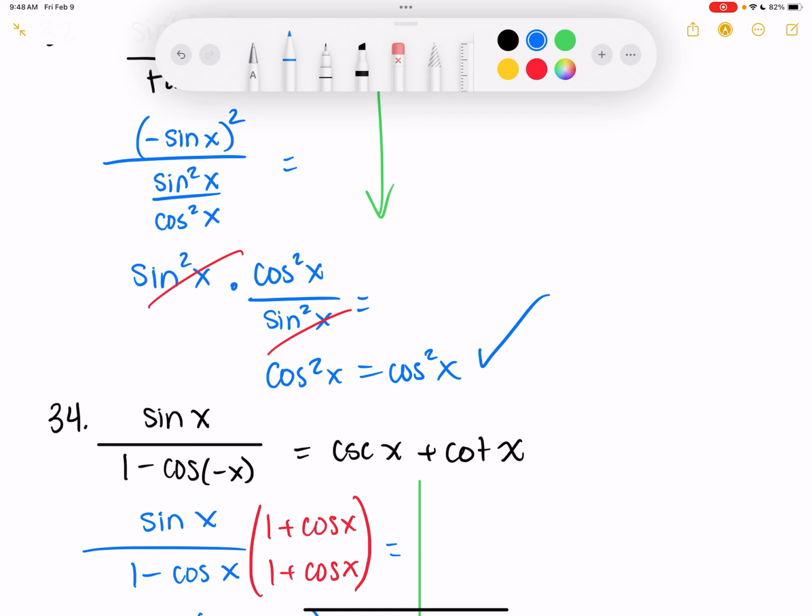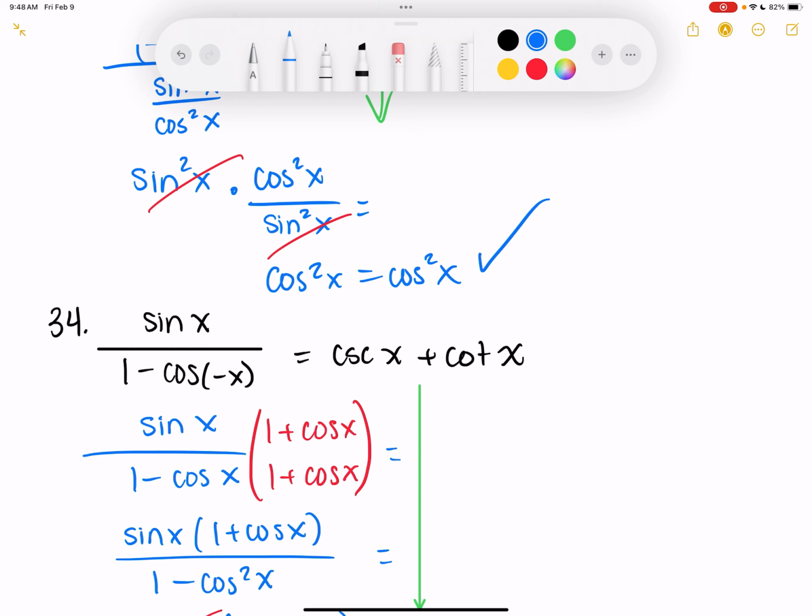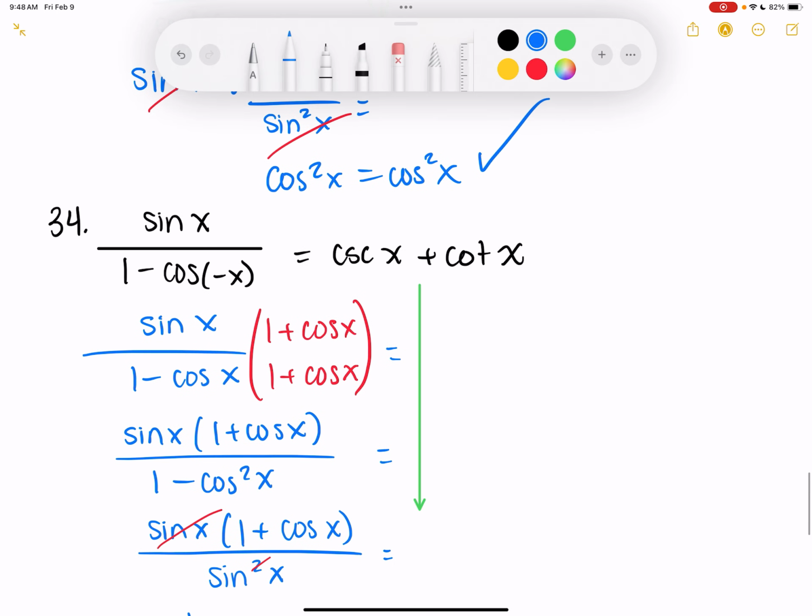Did we get there? Wait, no. Say that again? I was like, what just happened? So here, I went to here. Then the bottom is sine squared of x. So I have sine of x times 1 plus cosine x on the top over sine squared on the bottom.